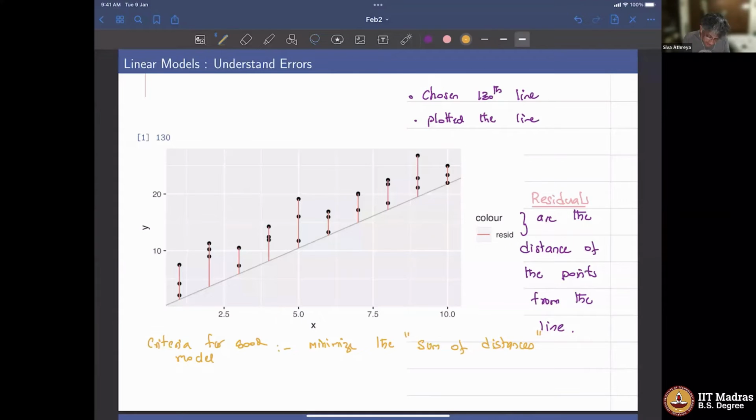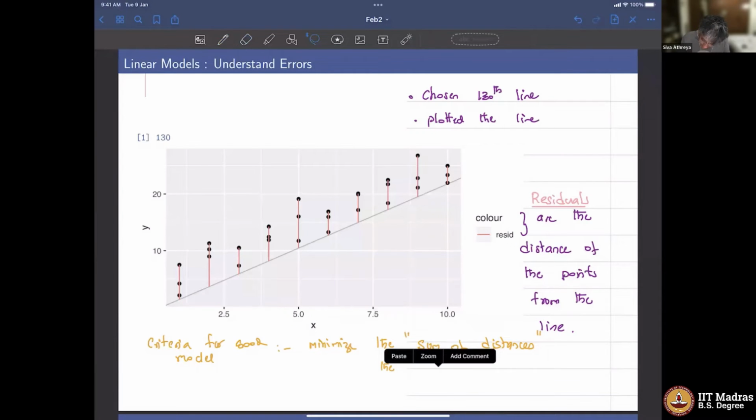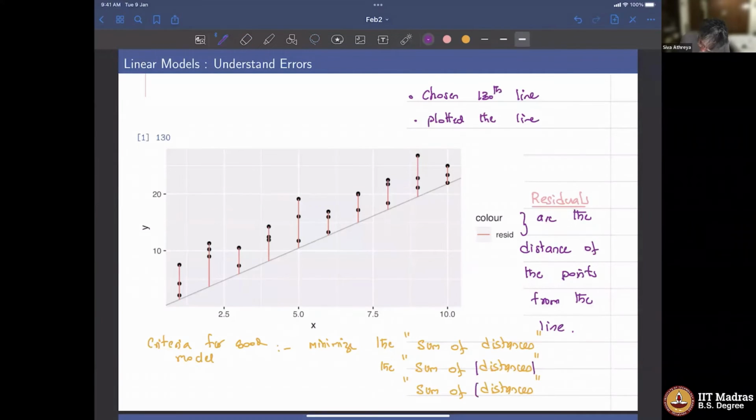Do something like minimize not the sum of distances, but the sum of absolute values of distances. Someone will come and say that, and that's also okay. But finally, the best thing to do is not the first two, which are a little harder. If you know calculus, what you do is minimize the sum of distance squared. That's what you take finally.